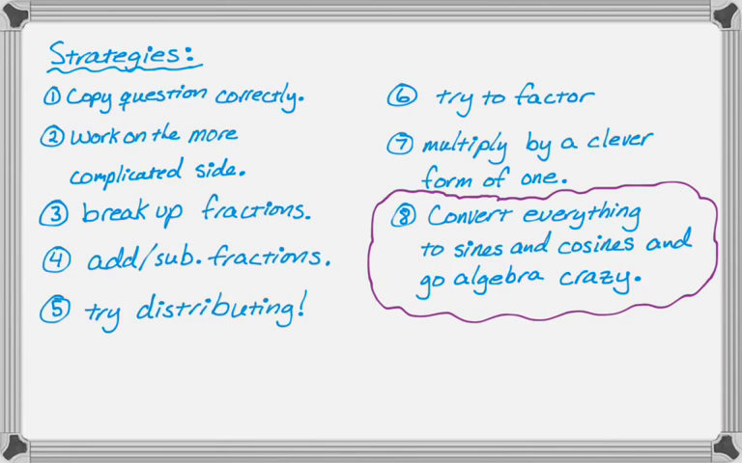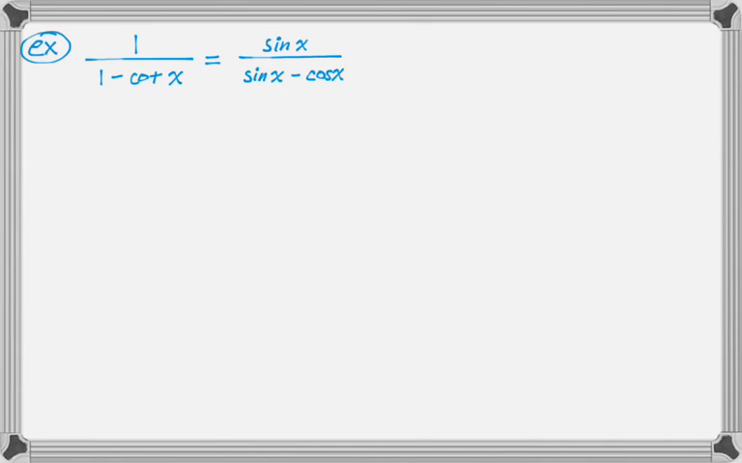algebra. So I've already done a video on breaking fractions up or combining fractions. I've done one on distributing and or factoring. I did one on multiplying by a clever form of 1. And in this video we're going to convert everything, which often involves all of the other strategies because usually this is a last-ditch effort. So these tend to be more difficult, but the first example we look at is actually not going to be all that difficult. So we have 1 over 1 minus cotan equals sine over sine minus cosine.